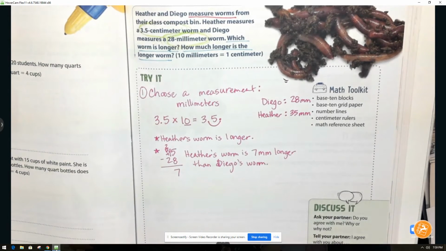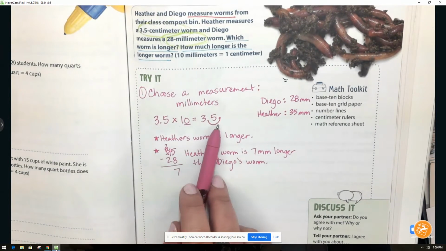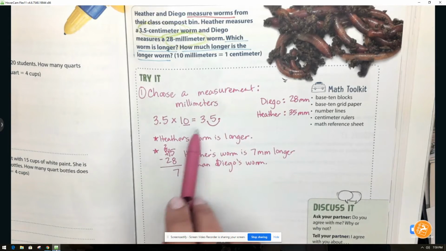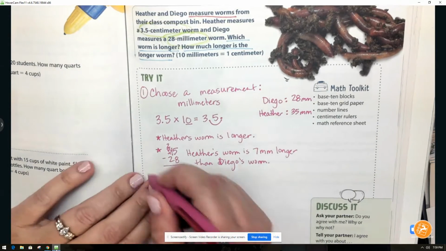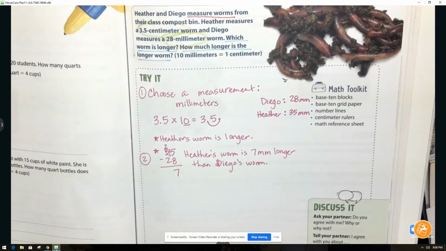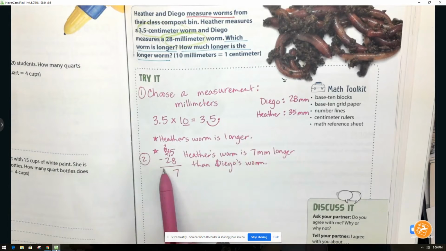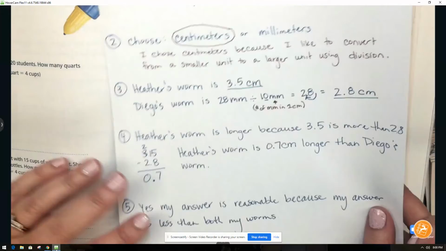All right. So the first thing we did was we chose a measurement, and then we converted to that measurement, and then we solved the problem. And the ultimate problem was, how much longer is Heather's worm than Diego's? So we know her worm is longer, and we know it's 7 millimeters longer. Now, we could have solved it the other way around. And I actually already did that here, so I'm going to show you.